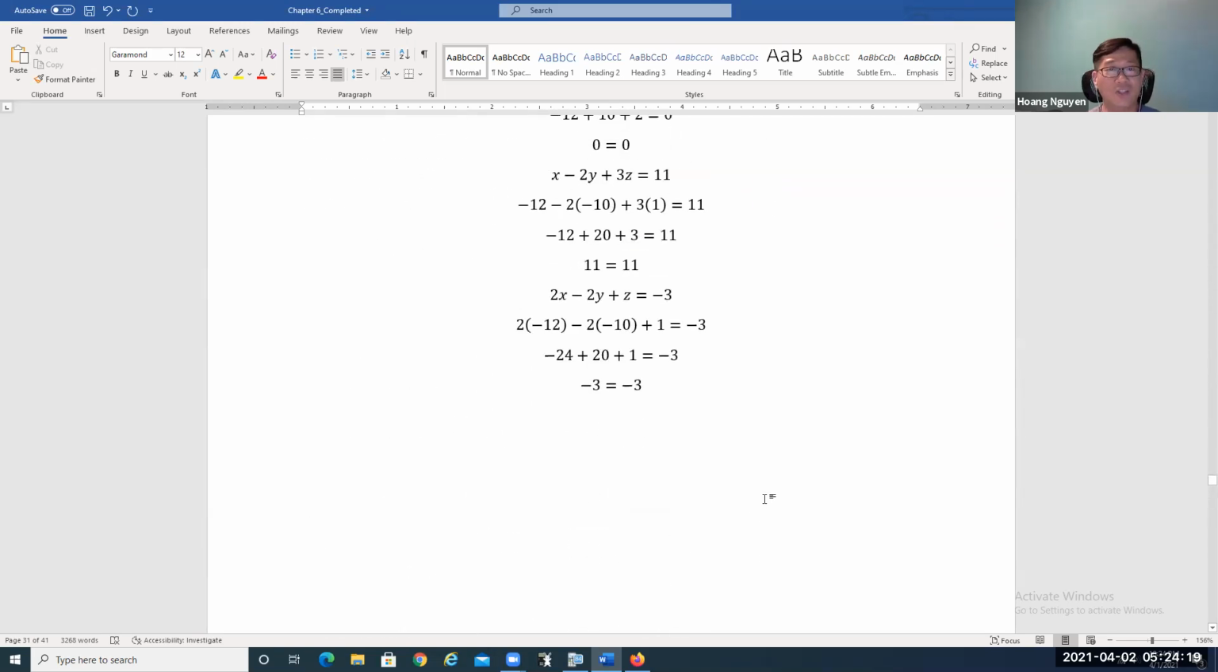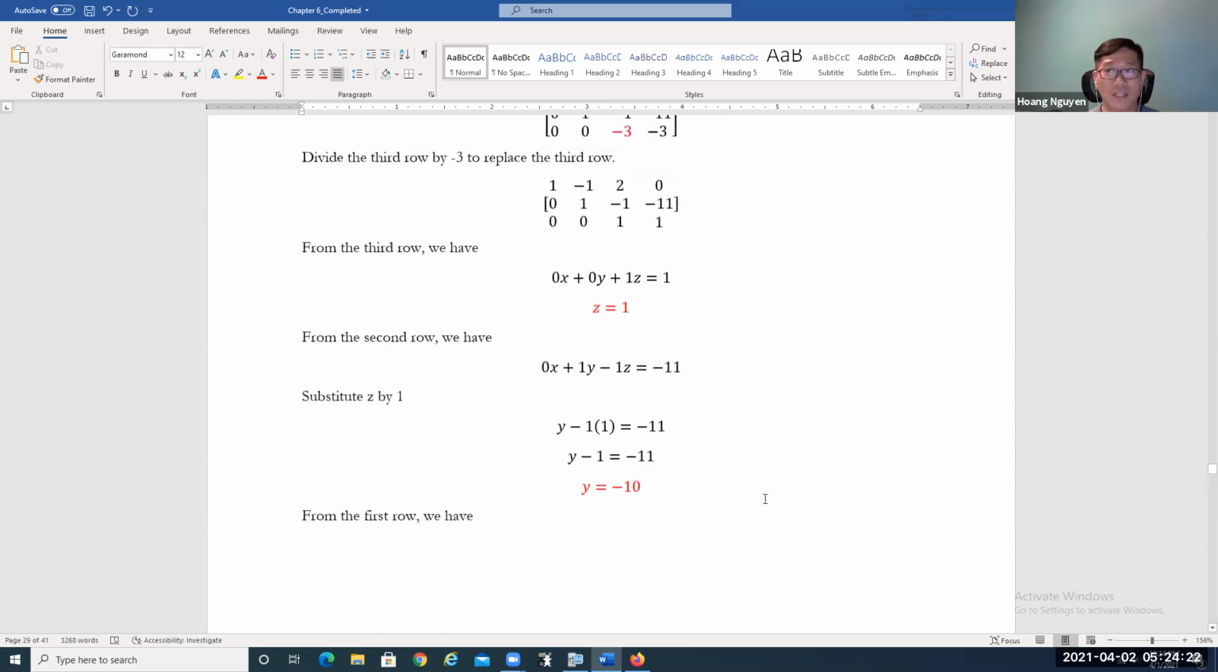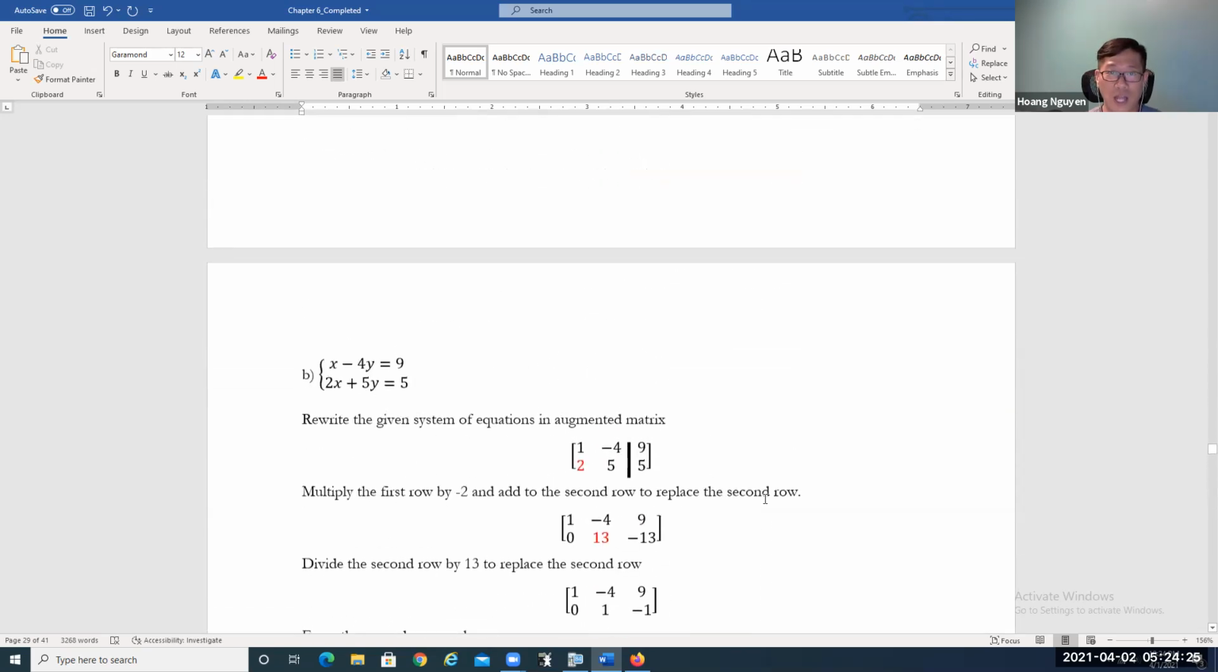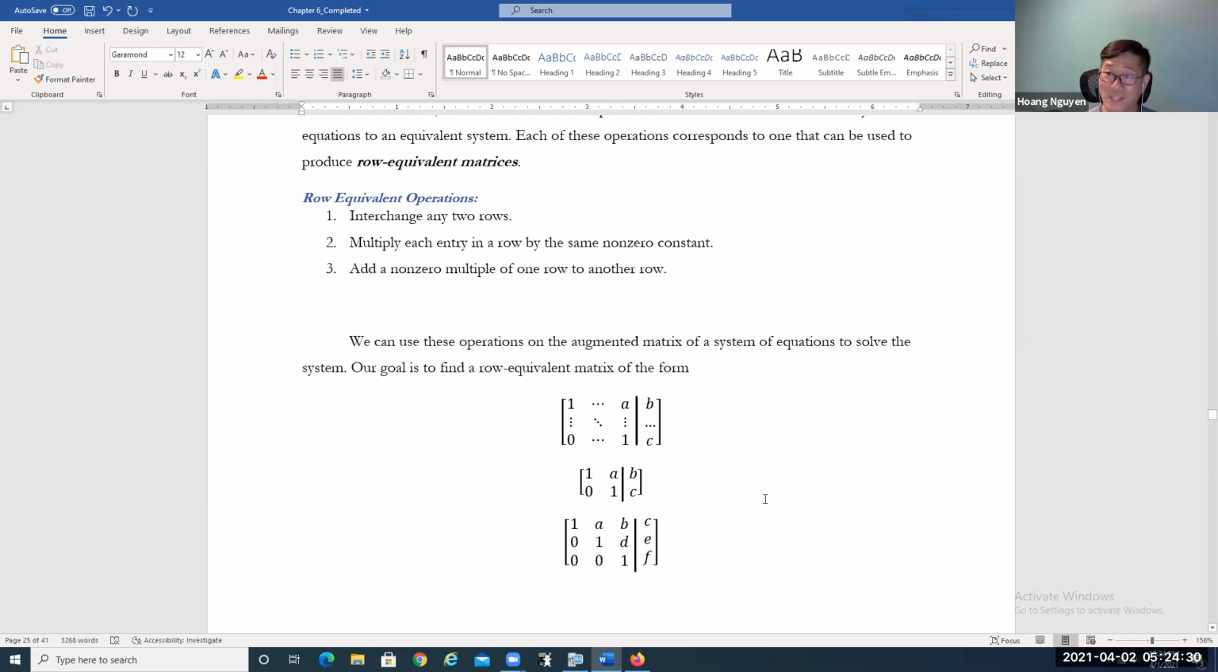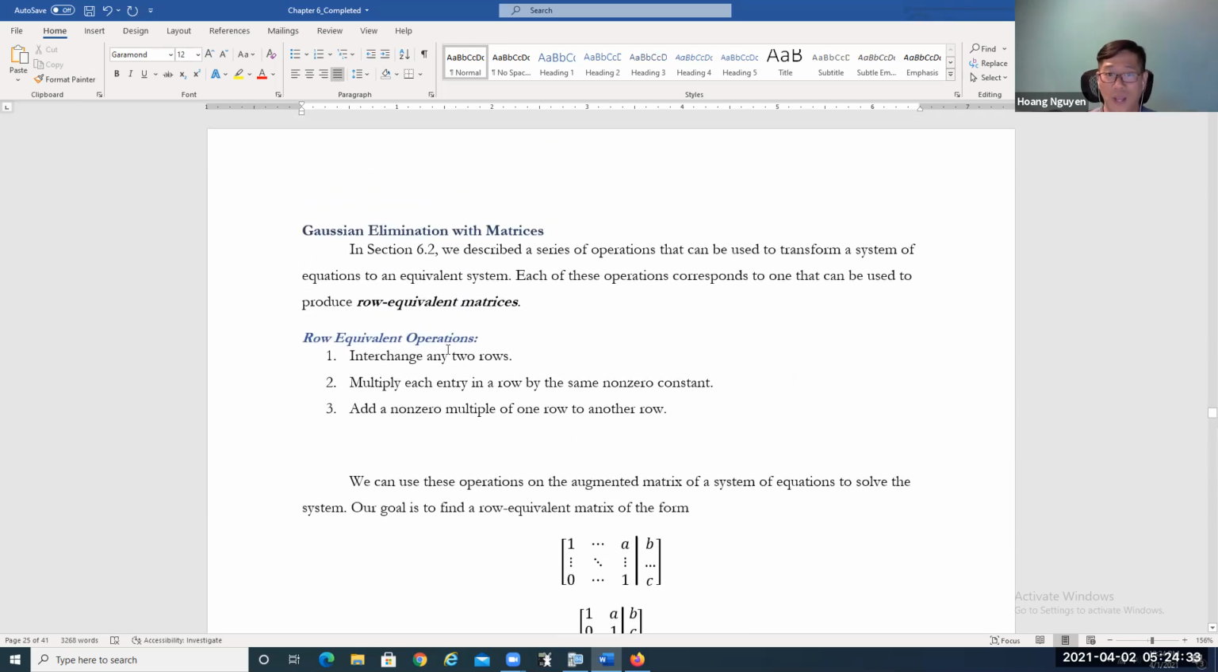So what are they? Actually, in the questions that we did so far, we're just using the 3 row operations that we had at the very beginning. So let's go back and review this real quick before we end the section, right? So the row equivalent operations: we can interchange any 2 rows, multiply each entry in a row by the same non-zero constant, and add a non-zero multiple of one row to another row. So in the step-by-step that we did so far using matrices to find the final answer for a system of equations, we apply those 3 row equivalent operations.